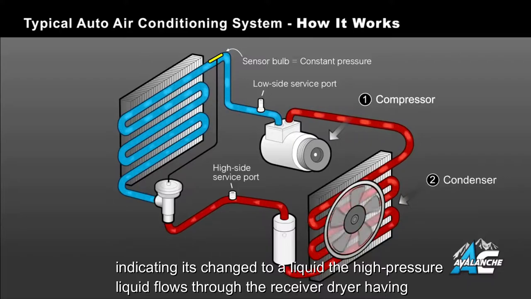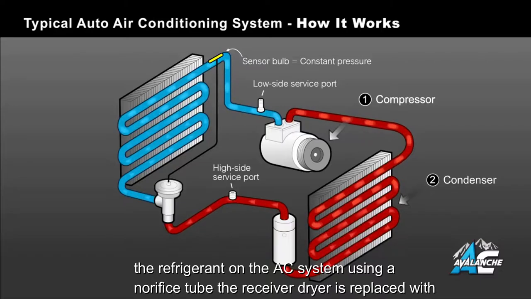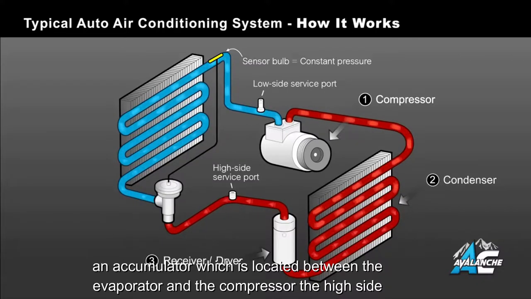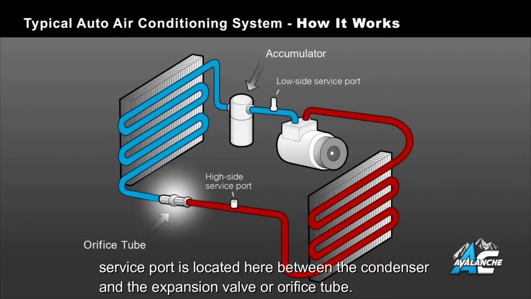The high pressure liquid flows through the receiver dryer, which has a desiccant bag inside it to filter and absorb a small amount of moisture that may contaminate the refrigerant. On an AC system using an orifice tube, the receiver dryer is replaced with an accumulator, which is located between the evaporator and the compressor. The high side service port is located here, between the condenser and the expansion valve or orifice tube.